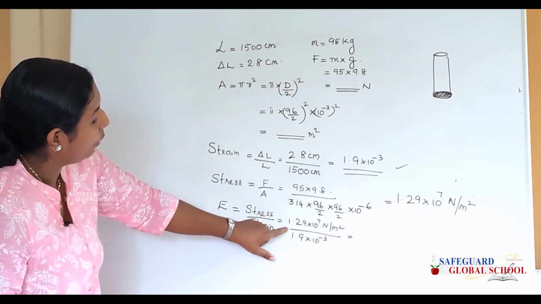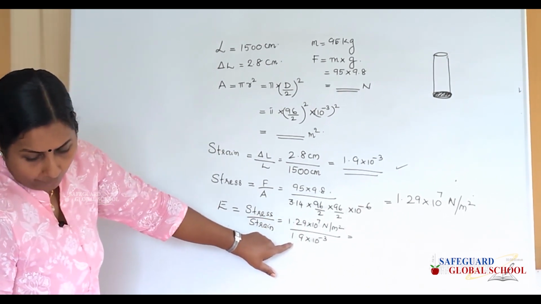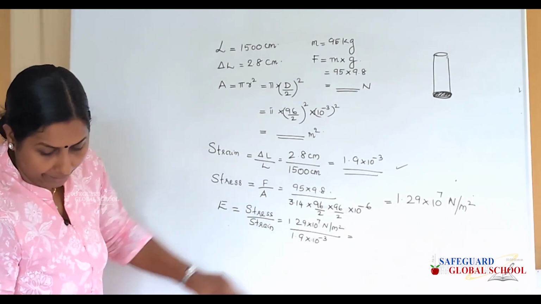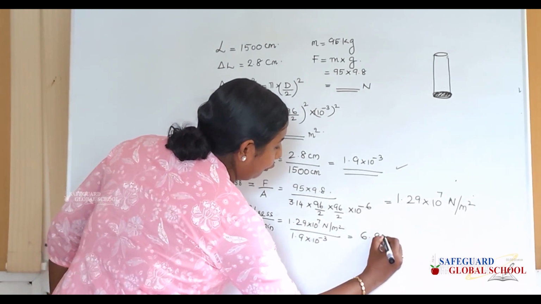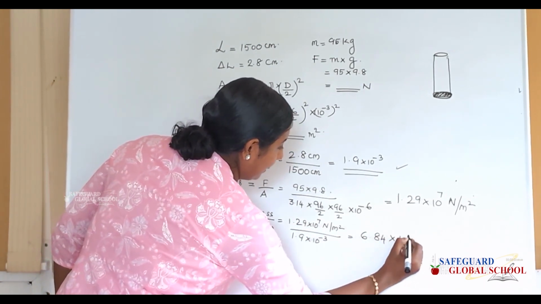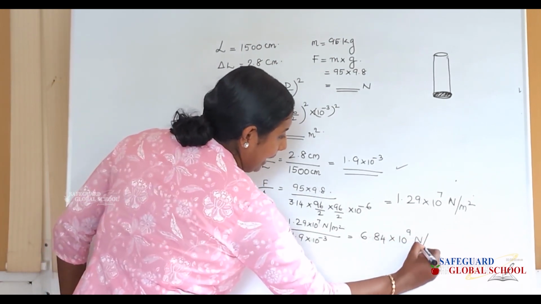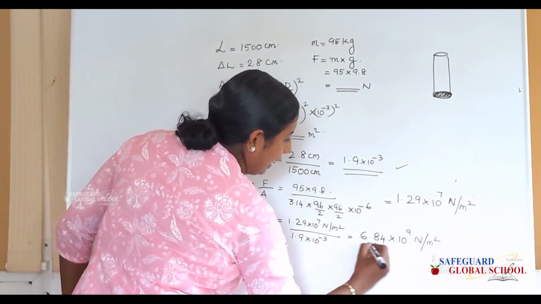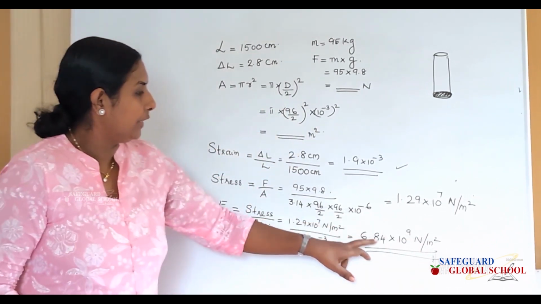1.9. This can be taken as 1.3. So 1.3 divided by 1.9. So you can get the answer as 6.84 into 10 raised to 9. And we know that our strain does not have any unit. The modulus of elasticity also has a unit like that of the stress.